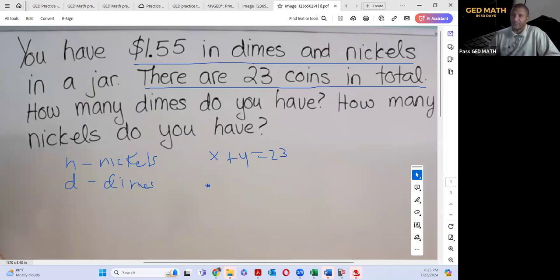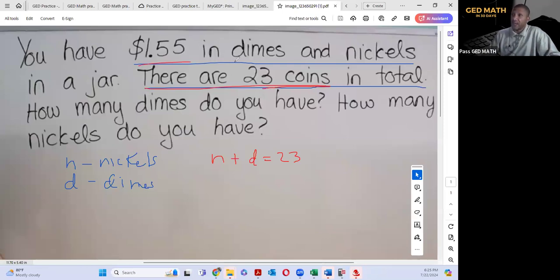First of all, let me go back. I'm not using X and Y, I'm using N and D. So N plus D equals 23. The number of nickels plus the number of dimes is 23 coins. So this is this first part right here.